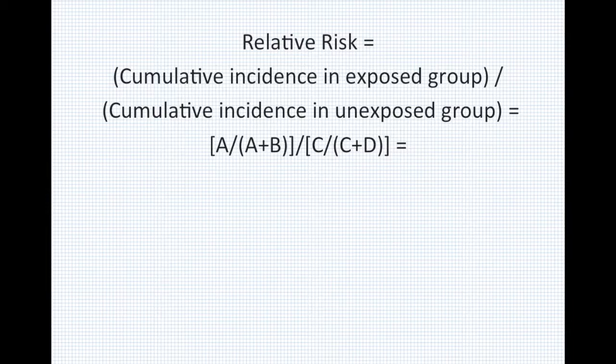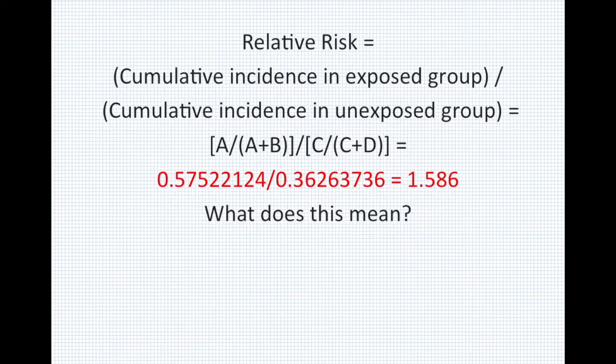Then to calculate our relative risk ratio, we need to divide the CI in the exposed group by the CI in the unexposed group. So once we put all of those calculations together, we get a relative risk ratio of 1.586. What does this mean? Go ahead and pause while you think about this for a minute.